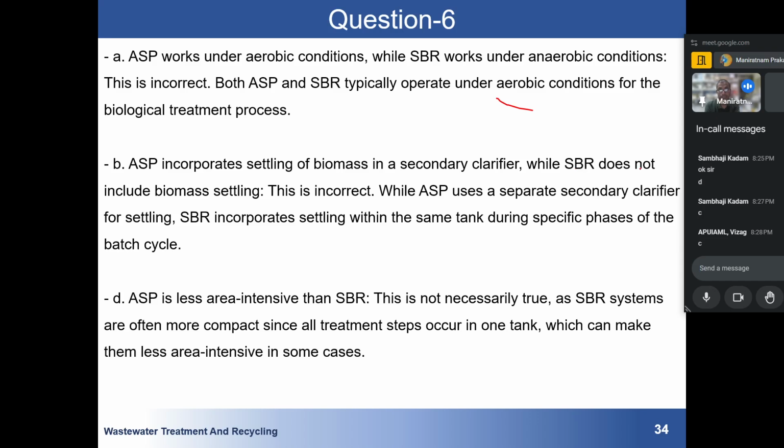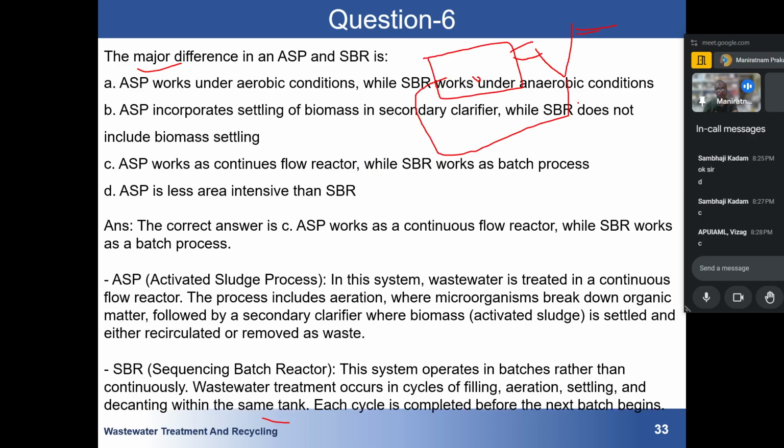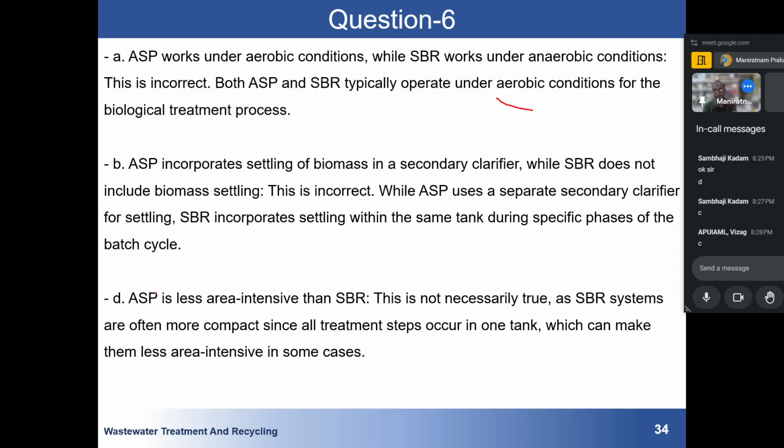The option that SBR does not include settling of biomass is incorrect. While ASP uses a separate secondary clarifier, SBR incorporates settling within the same tank during a specific phase. We have seen this. In the activated sludge process, the treated water will go there and sludge will be separated here. But in SBR, it is happening in the same tank.